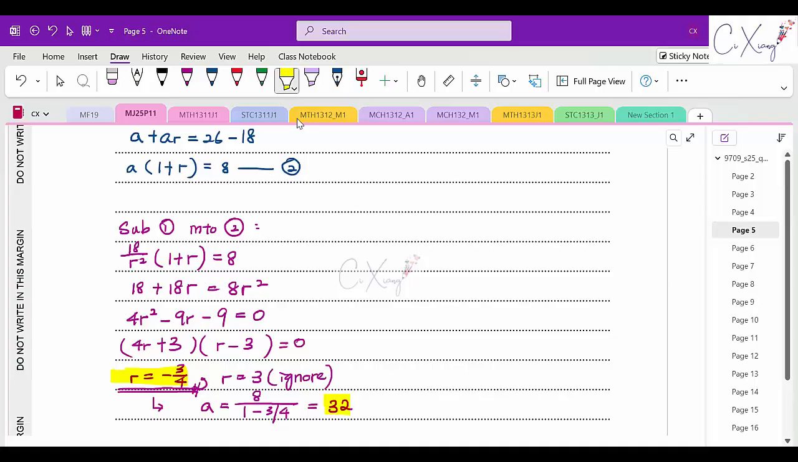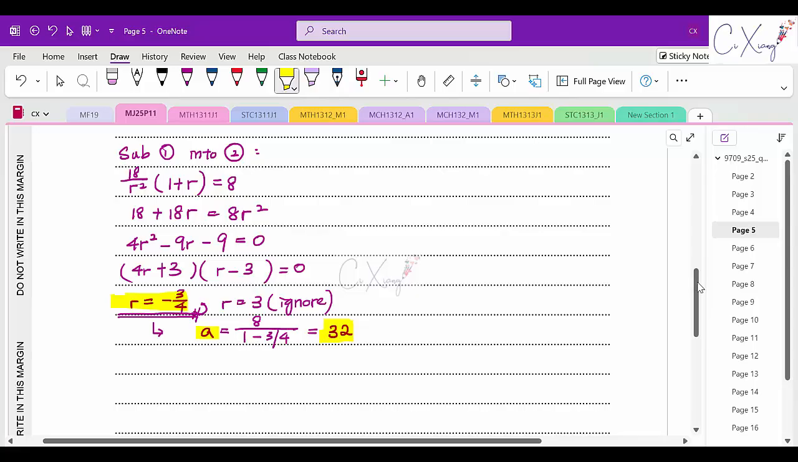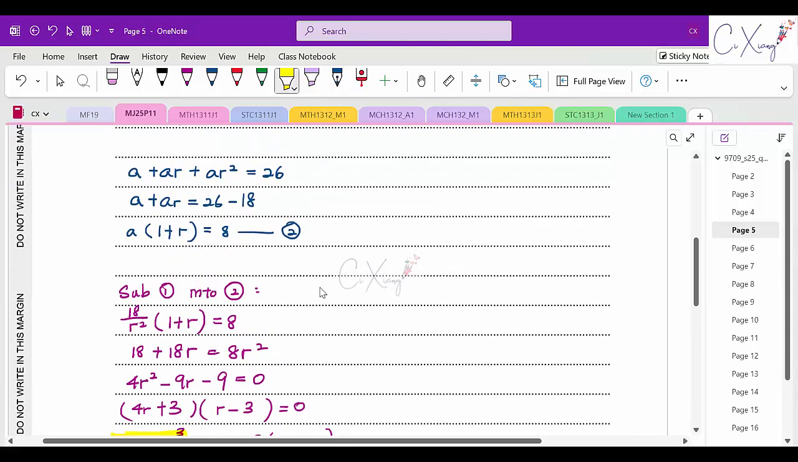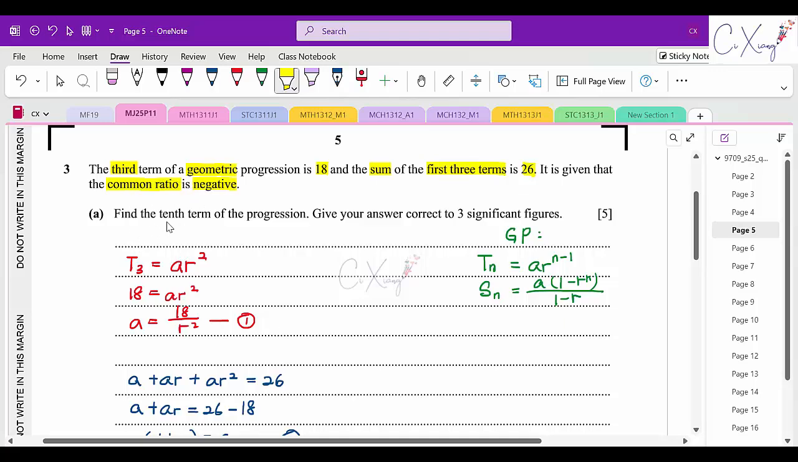And we successfully solve the equation simultaneously to get the value for A and also the R. Alright, and let's continue for this question, because they not only want us to find the value for A and R, but we actually want to find the 10th term of the progression, answer in 3 significant figures.